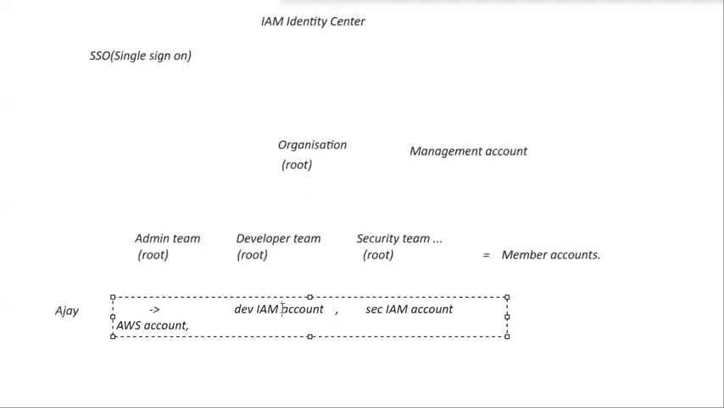Before going there, first create two IAM roles. One for the development team, that means one for the developer IAM role account. First create that, and then create the security IAM role account. So create two roles, one for the developer account and one for the security account. Now you have two IAM roles, right? Yes. And now you go to IAM Identity Center.